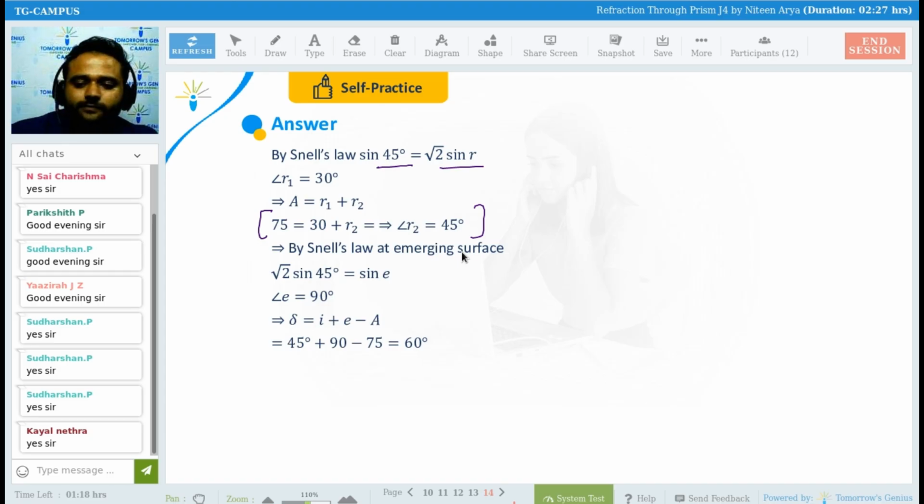Beta, is this clear or not, everyone? Sudarshan, Sai, Parikshit, Karnetra, Shri, Trivikramanna. Beta, where were you since quite long?